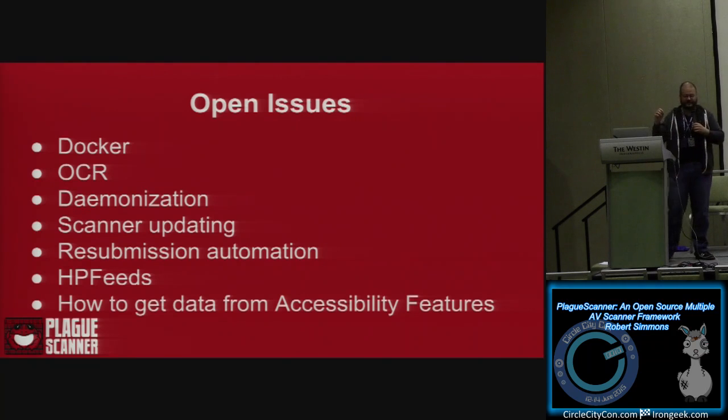So what HP feeds does is it allows an instance of PlagueScanner, or an instance of Thug, which is a honey client, or an instance of Cuckoo Sandbox, to let you, as the person who's not running that, subscribe to a feed of the data that's coming out of that Cuckoo Sandbox, or that Thug instance, or whatever the thing that's producing the data is. So you could maybe get a feed of binaries. You could get a feed of the output data. Lots of different things that you can do.